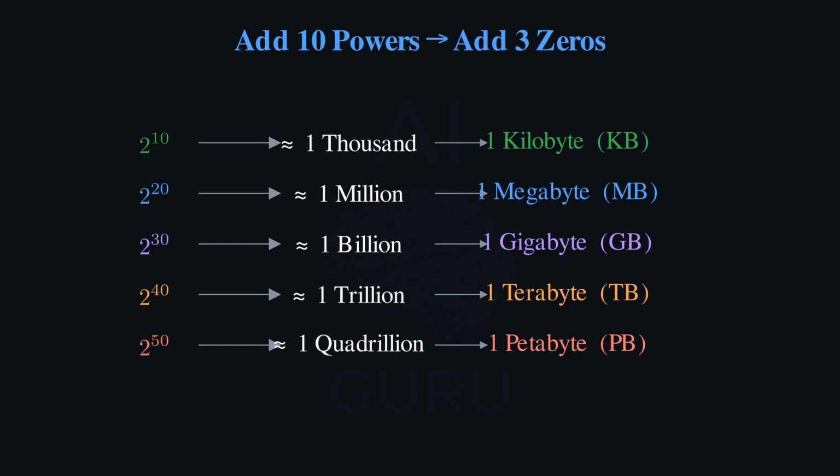Now just jump up 10 more levels. 2 to the 20th. That's 1,000 times 1,000. A million. That's your megabyte. So 2 to the 30th. That's a billion. A gigabyte. 2 to the 40th. A trillion. A terabyte. And the big one? 2 to the 50th. 1 quadrillion. That is a petabyte. It seems so simple when you lay it out like that. You're just adding 3 zeros for every 10 powers.